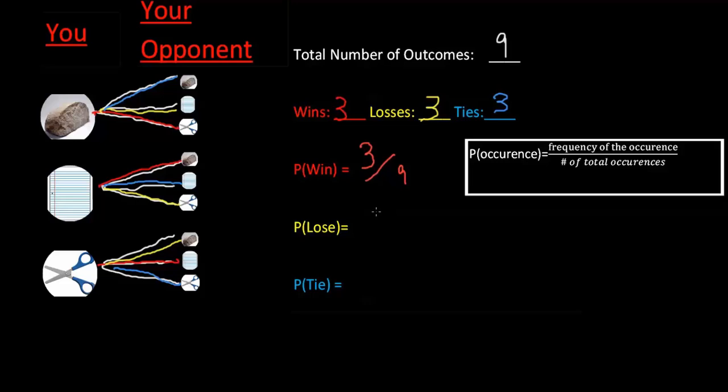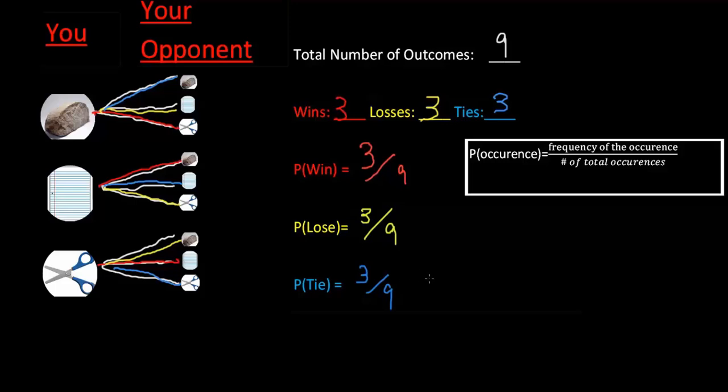Also notice that out of all the total possible outcomes, we lose 3 times. So the probability of losing is going to be 3 divided by the total number of occurrences, which is also 9. The total number of occurrences is not going to change, no matter what. And finally, as you might guess, the probability of tying is going to be 3, because out of all the events we've tied 3 times, over 9, because 9 is the total number of occurrences.